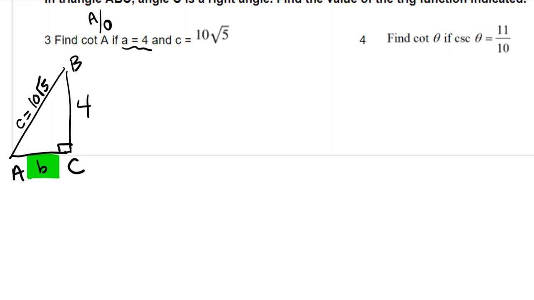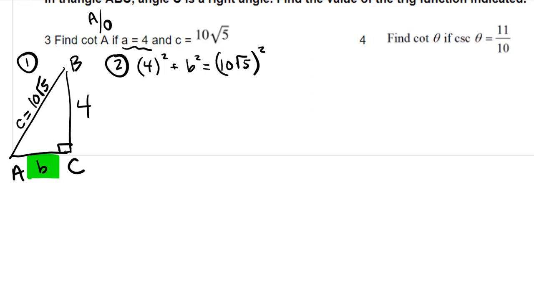So the first thing right there, draw the triangle and label all the sides. Second thing that we'll do is we will plug everything right into the Pythagorean theorem. So again, parentheses around your numbers. 4 squared plus b squared equals 10 square root of 5 squared.